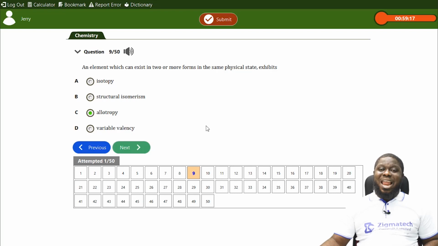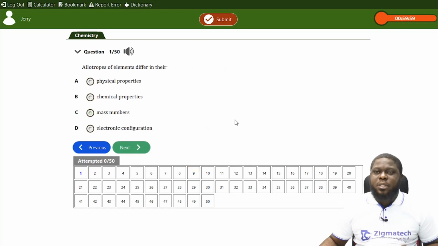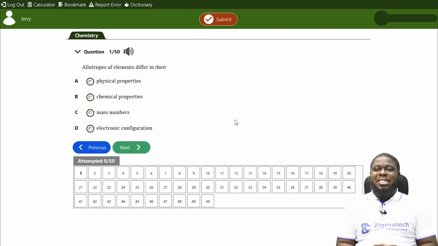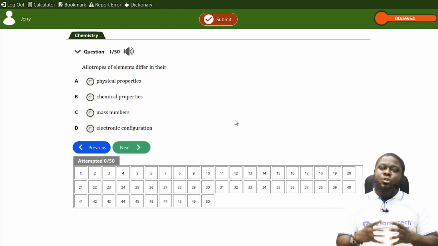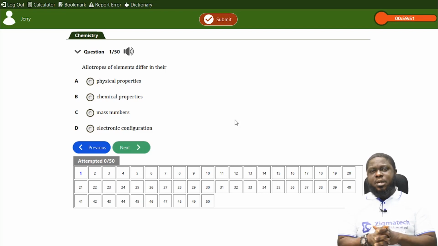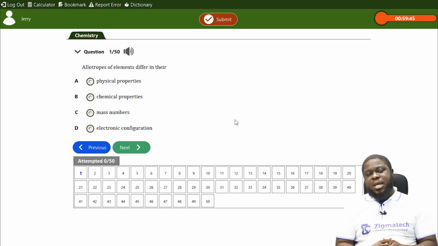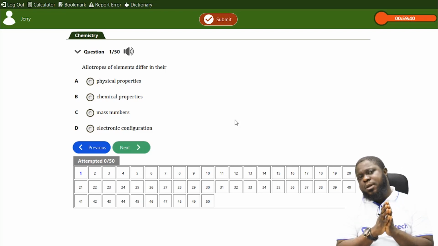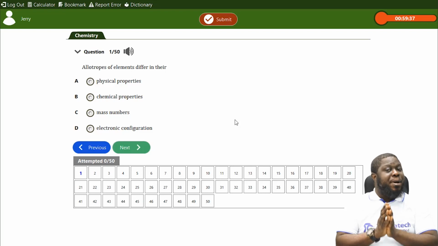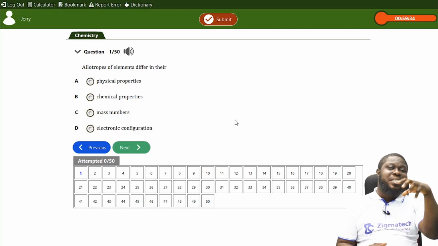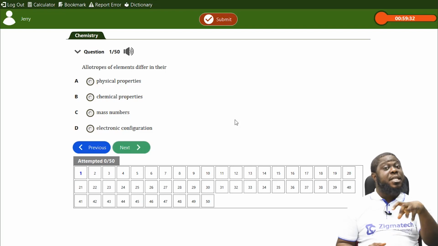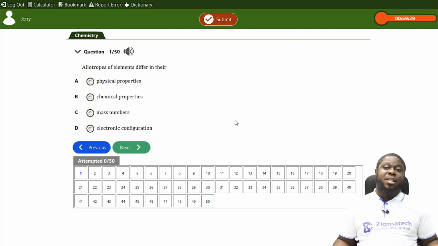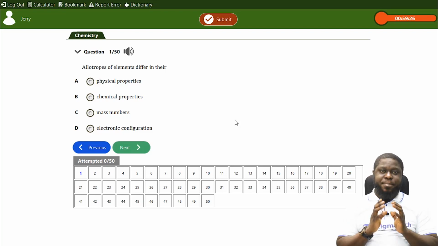Now, let's go to the last question. Question 1 says, allotropes are elements that differ in their... I told you of allotropy and allotropes. So those elements that experience allotropy are called allotropes. Now, I told you that this particular allotropy will give you the same chemical property. Oxygen is the same. With the same chemical property, oxygen can react with hydrogen to form water. Oxygen is a non-metal, the same chemical property. But the physical property changes.